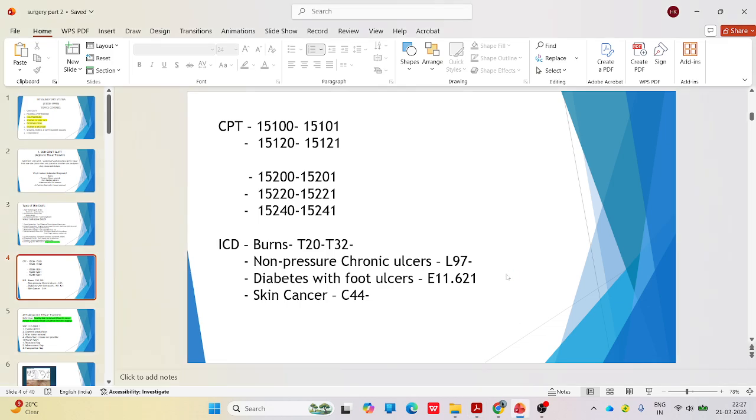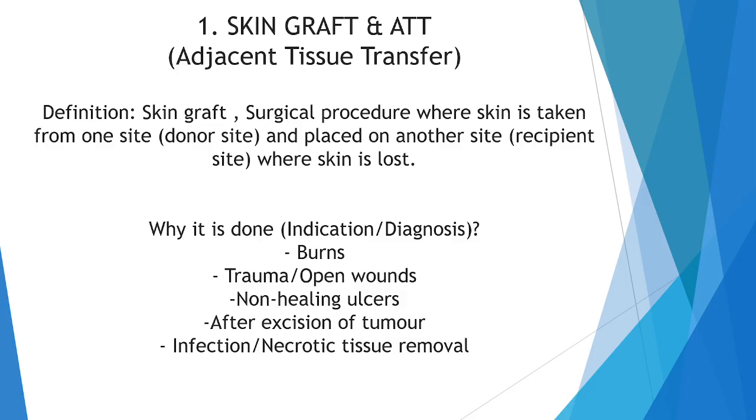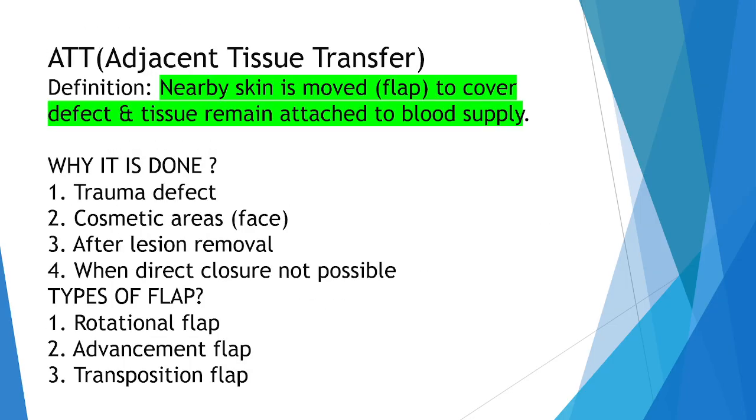Now after this one we will take the ATT. What is ATT? As the name says, it is an adjacent tissue transfer. That is, nearby skin is moved, that is a flap, to cover the defect, and the tissue remains attached to its blood supply. As we previously saw, what is the difference between flap and graft?